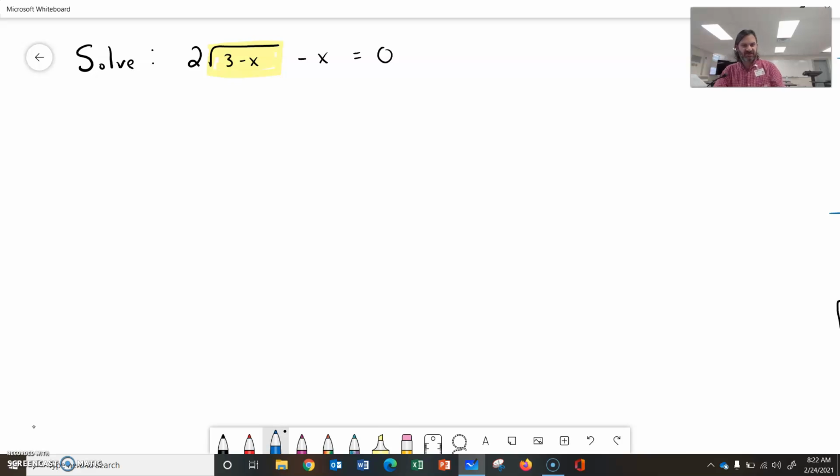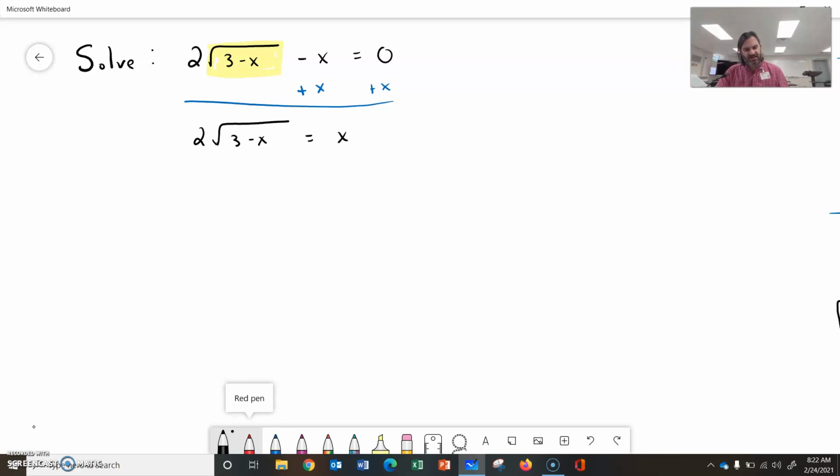So maybe I'll do it in 2 steps. One, I need to move the x that's outside the root to this side. So when I do that, I'll have 2 square roots of 3 minus x equals x. But I also really don't care for that 2 in front of the square root. It's not really bothering me. Just for consistency's sake, I'll get rid of it. So I'll divide both sides by 2.